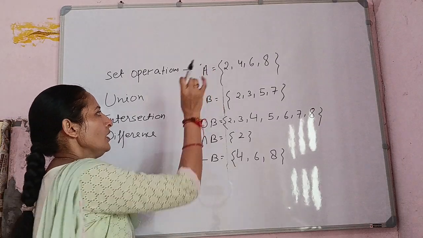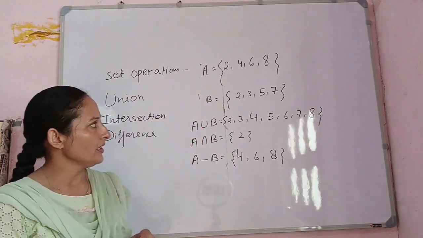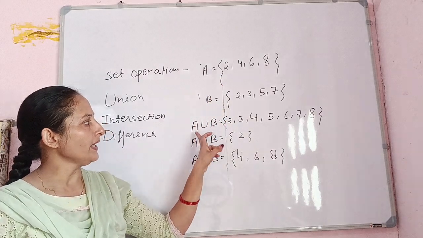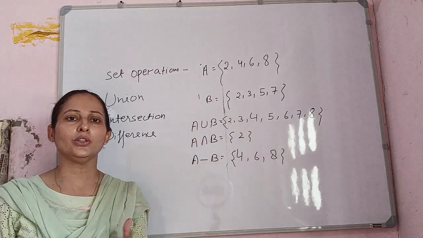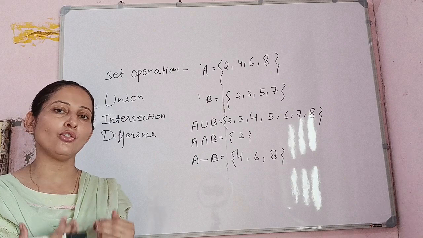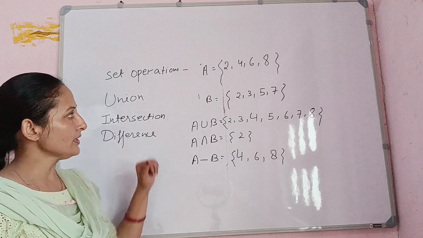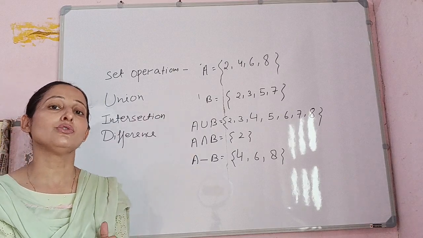Then A is this one set and B is this one set, so A union B will be this. Union combines the elements of both the sets. These rules will be applicable when we use join.